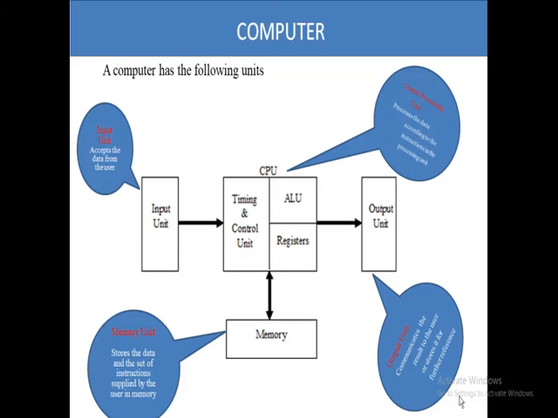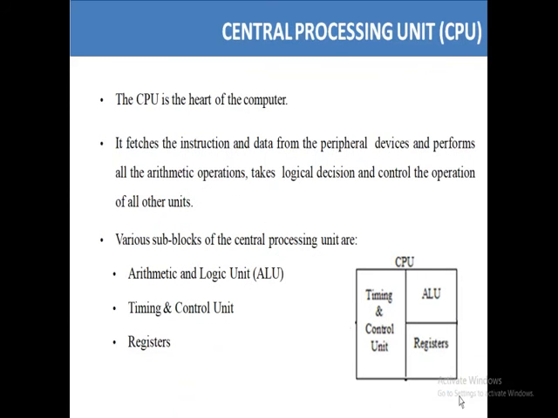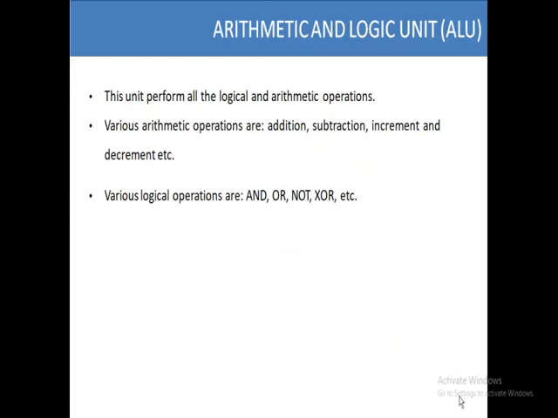What are the main components of a CPU? The timing and control unit, the ALU, and the registers. We already said that the CPU is the heart of the computer. It fetches the instructions and data from the input devices, performs arithmetic and logical operations, and also controls the operation of all other units. The main components of the CPU are the arithmetic and logical unit, the timing and control unit, and registers. The arithmetic and logical unit performs all the arithmetic and logical operations.